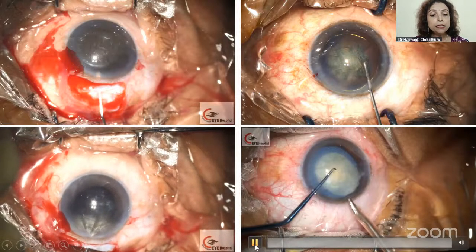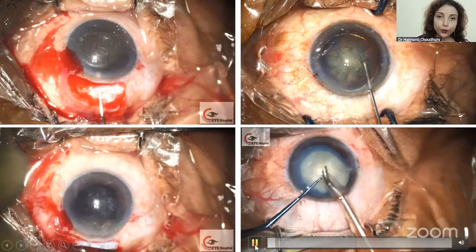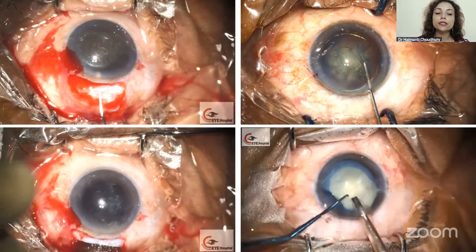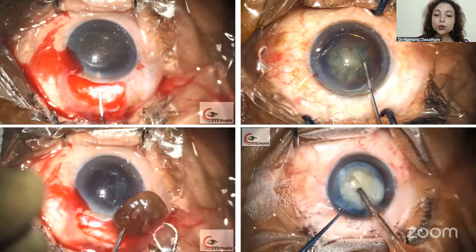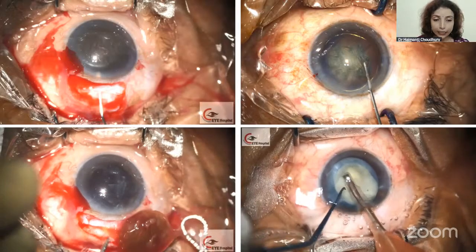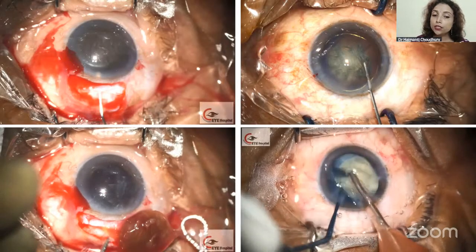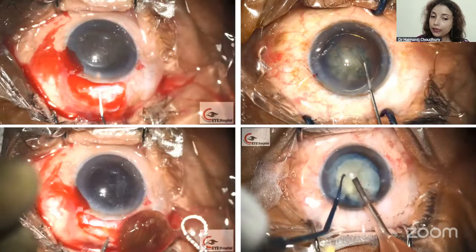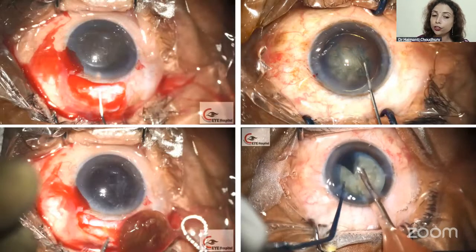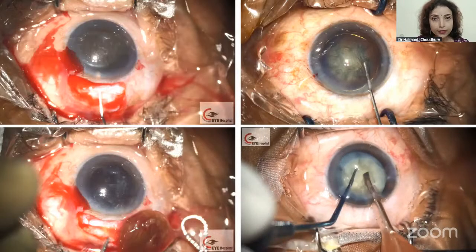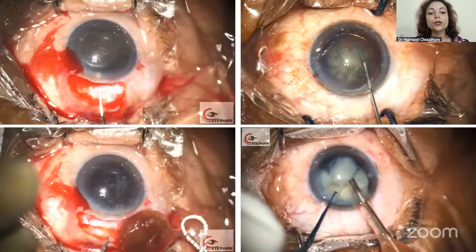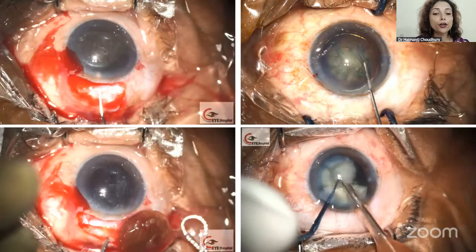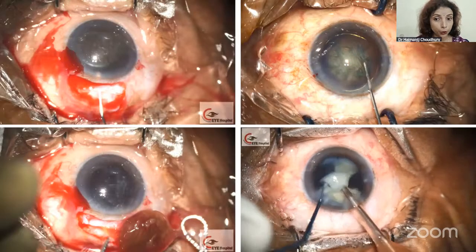Coming to the nucleus disassembly in phaco, in this particular case, as you can see, this is a total cataract. We have approached the case with a stop and chop technique. In this, first the central trench is made, and then the 2 hemispheres are further chopped into smaller pieces, and then the smaller pieces are aspirated with the phaco tip. Here a 2.2 millimeter wound is used.